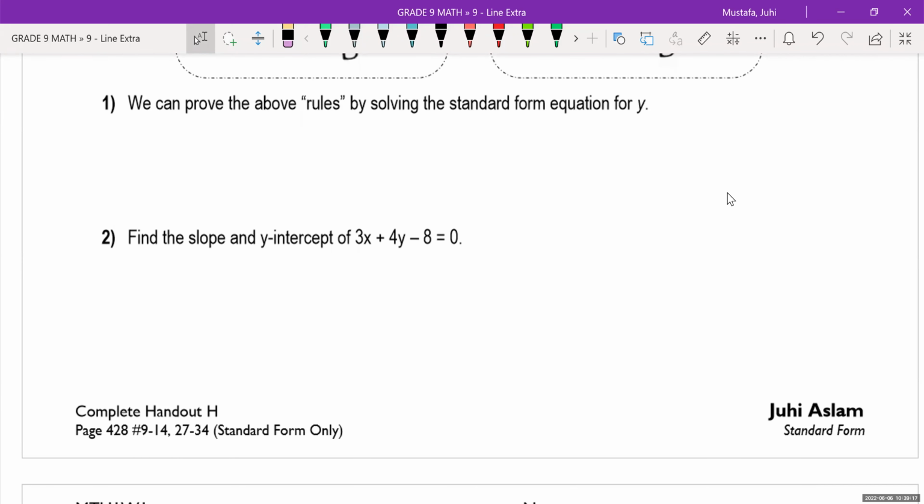Question number 2 says, find the slope and the y-intercept of 3x plus 4y minus 8 is equal to 0. The first thing we need to do is figure out if this formula is in standard form. So let's go over the 3 rules. By the way, our A value, let me write this again. So 3x plus 4y minus 8 is equal to 0. This is our A value, just the number 3, not the x. This is our B value, the number positive 4. And this is our C value, the number negative 8.